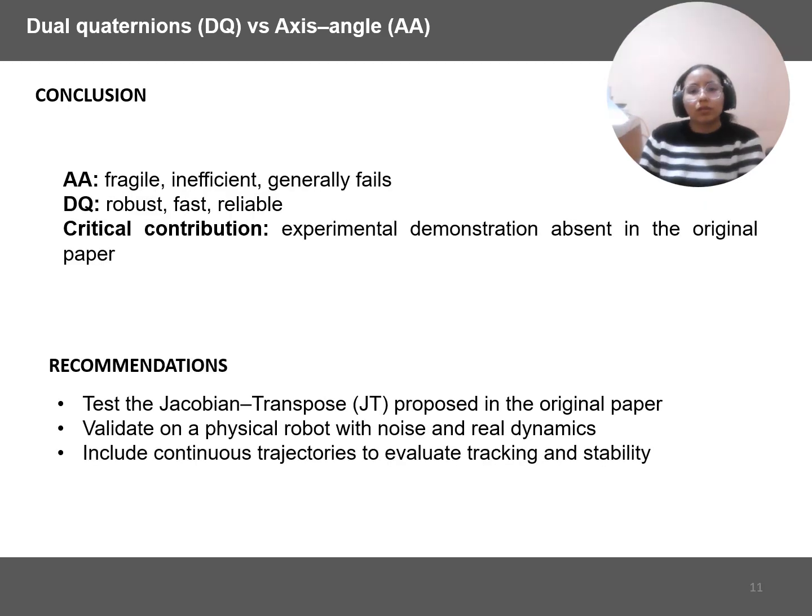In conclusion, axis angle is simple and limited. Dual quaternions are robust, fast and reliable. This critical paper demonstrates the missing experimental validation. For future work, we recommend testing the Jacobian transpose controller, validating on a physical robot, and extending to a trajectory tracking task.